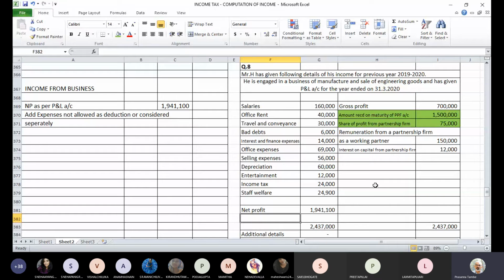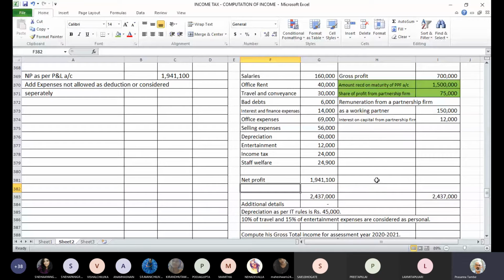Okay, let's go to the additional information just to see what it is. It says depreciation as per IT rules is 45,000. So this one item depreciation will need some change. Okay, so we will see how to do that. Then it says 10% of travel and 15% of entertainment expenses are considered as personal. So that means out of travel expenses and out of entertainment expenses also some portion is treated as a personal expenditure and that will have to be disallowed.